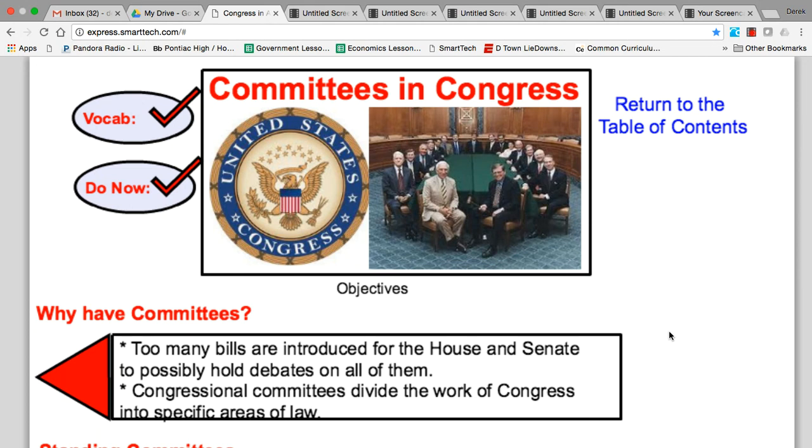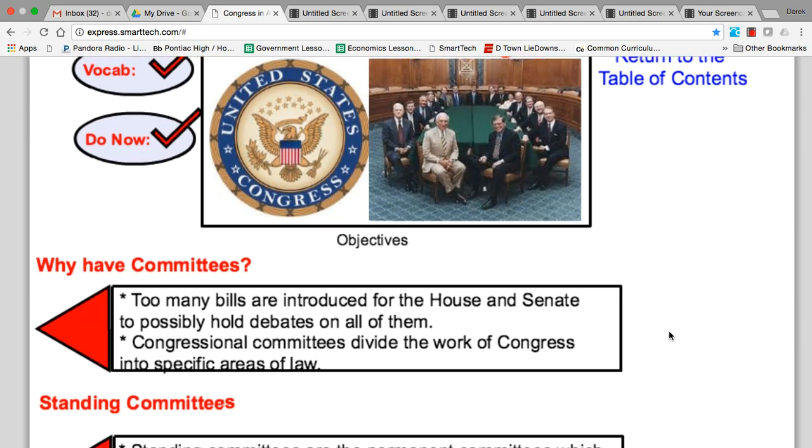Well, the idea here is that too many bills are potential laws. Too many bills are introduced in the House and the Senate to possibly have debates on all of them. When any senator or any representative can introduce an unlimited number of bills, it's simply too much for everybody to debate every one of those. So committees help to filter out a lot of that work.